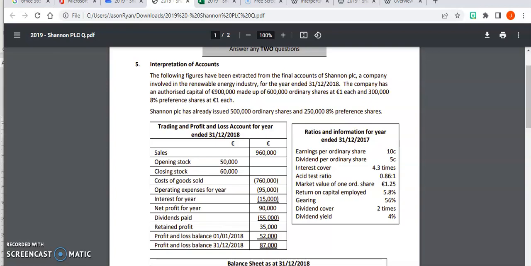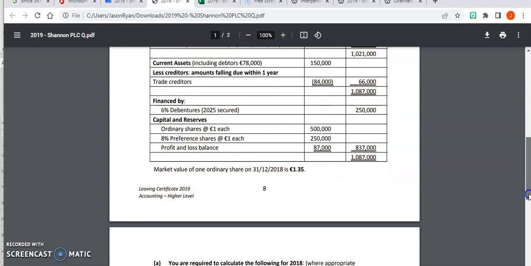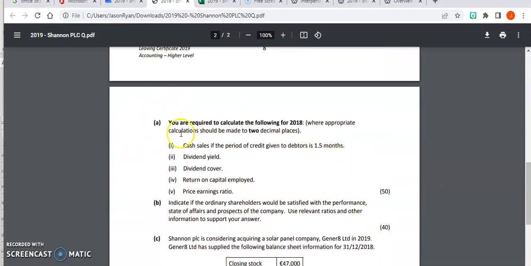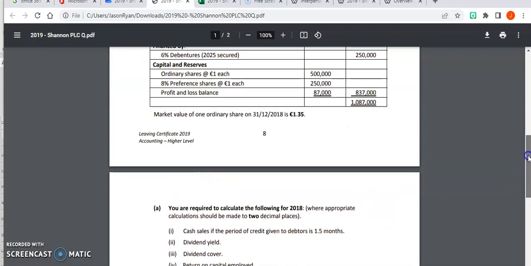Okay, so let's have a look at a 2019 ratio question for higher level. It's Shannon. So let's have a look at the questions that we need to answer for this. Part A, we're looking at the cash sales if the period of credit days to debtors is 1.5 months. So that we're looking at the average debtors days for that one. Your dividend yield, your dividend cover, return on capital employed, and the PE ratios. They're all part of part A.